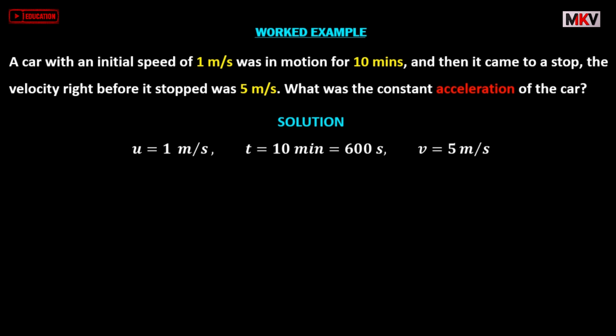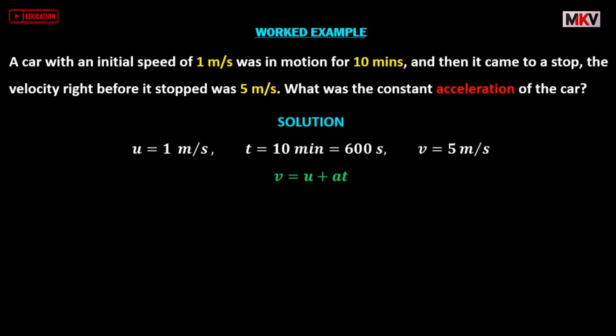Equation 2, s equals ut plus half at squared. Equation 3, v squared equals u squared plus 2as. Which of these equations will be used to solve this problem? So picture it out. We have initial velocity, time, and final velocity. So the perfect equation for this problem is equation 1, which is v equals u plus at.